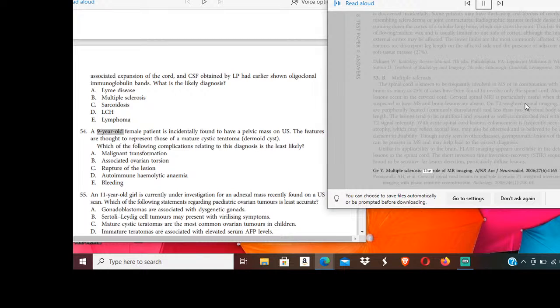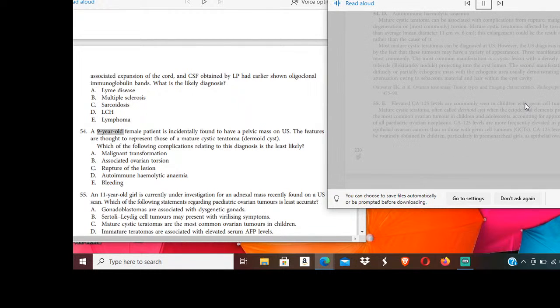Multiple sclerosis, the role of MR imaging. AJNR Am J Neuroradiol. 2006, 27, 1165-76. Poonawala ETAL cervical spinal cord lesions in multiple sclerosis, T1 weighted inversion recovery MR imaging with phase-sensitive reconstruction. Radiology. 2008, 246, 1258-64. 54D. Autoimmune hemolytic anemia. Mature cystic teratoma can be associated with complications from rupture, malignant degeneration.